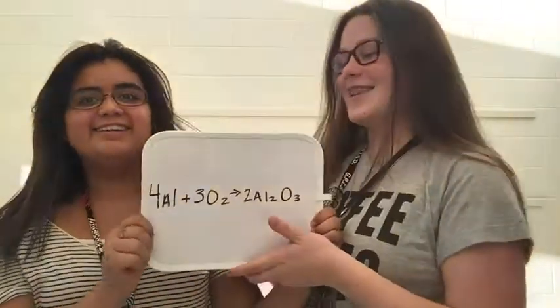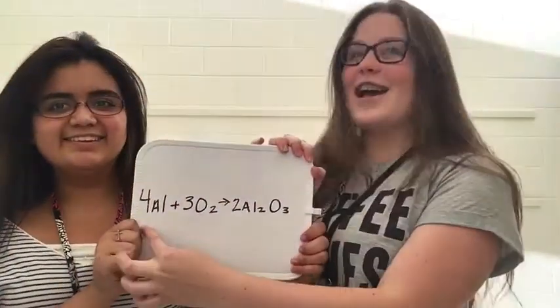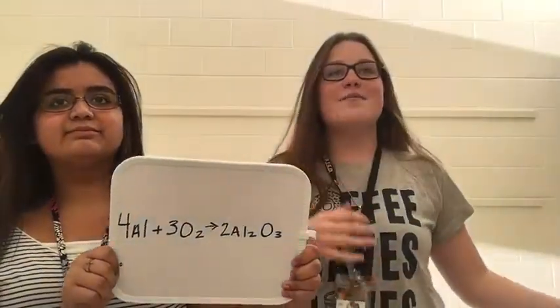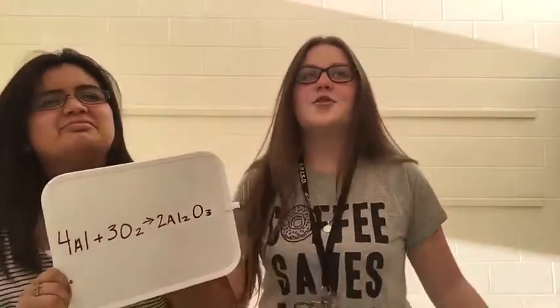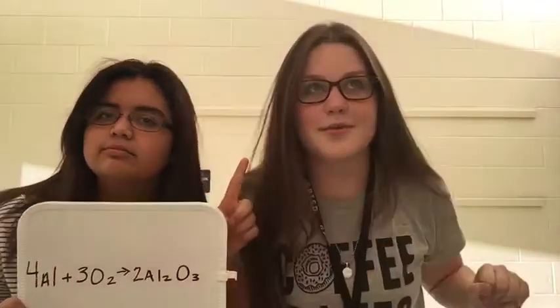Anyway, now for each side, we're going to identify the symbols. Let's start with the reactants. In this equation, we can see there is 4Al and 3O2. Now, you might be saying, what are the numbers? This is not math class. I did not sign up for this. To which I would say, one, stop complaining, and two, we'll get to that later.